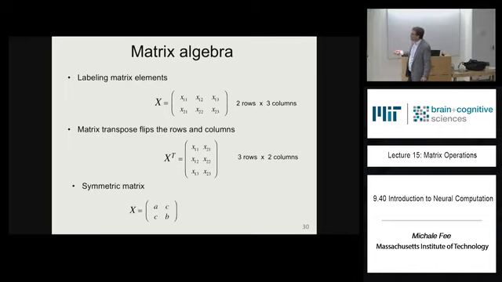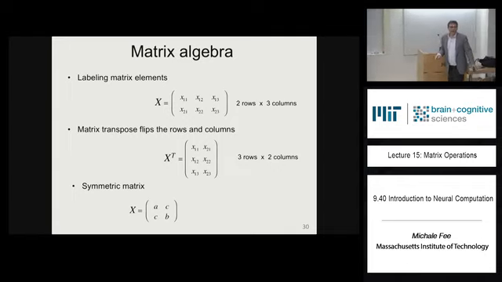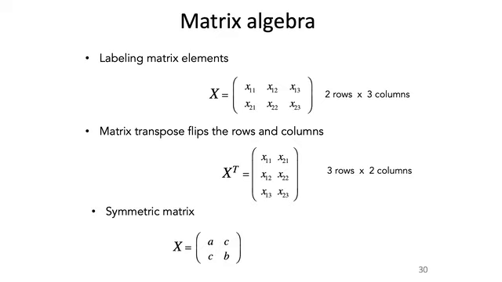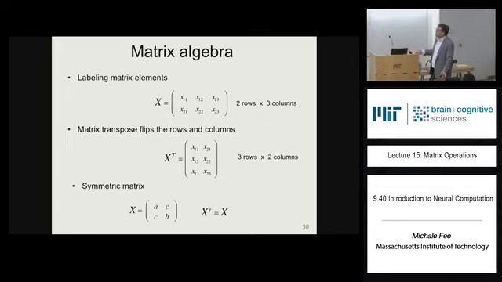A symmetric matrix, I'm just defining some terms now. Let me just define the diagonal, the matrix diagonal, and a symmetric matrix has the property that the off-diagonal elements are mirrored across it. And a symmetric matrix has the property that the transpose of that matrix is equal to the matrix. That is only possible, of course, if the matrix has the same number of rows and columns, if it's what's called a square matrix.